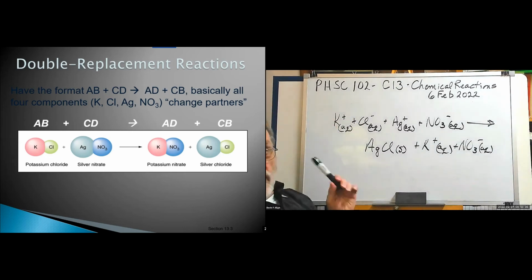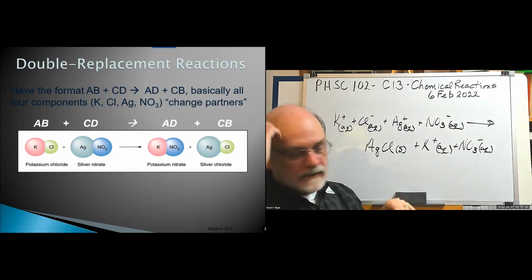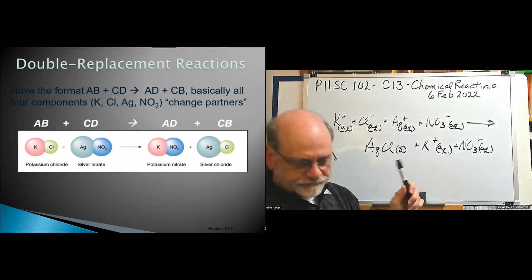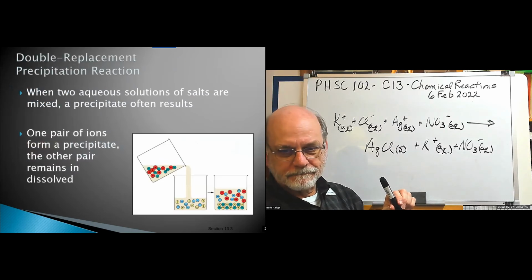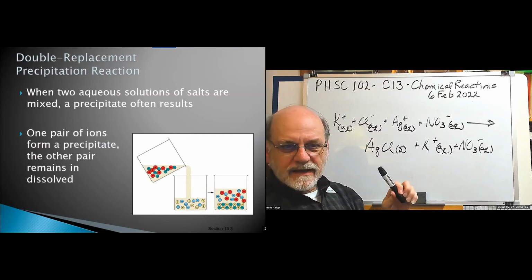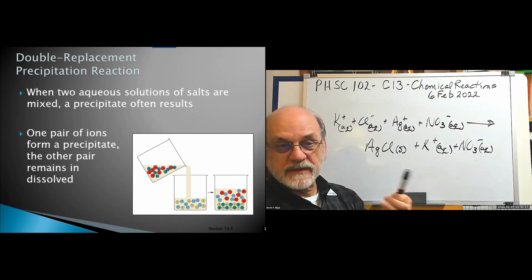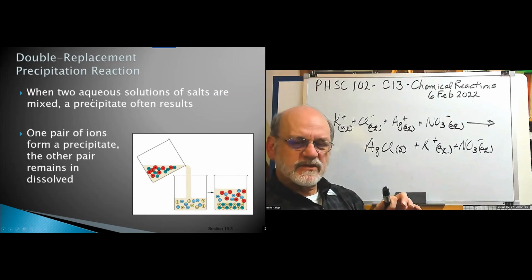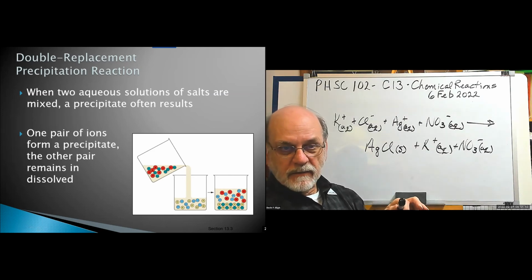Okay, so the driver for this reaction is the production of that solid. It forces the reaction to go this way, that precipitation. Right, this is a double replacement precipitation reaction. A precipitation reaction is a subcategory of double replacement. Precipitations occur in aqueous solution.